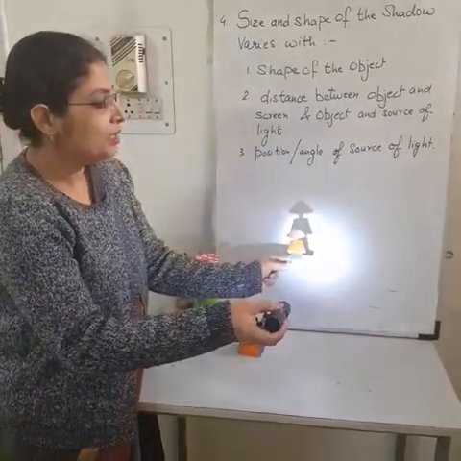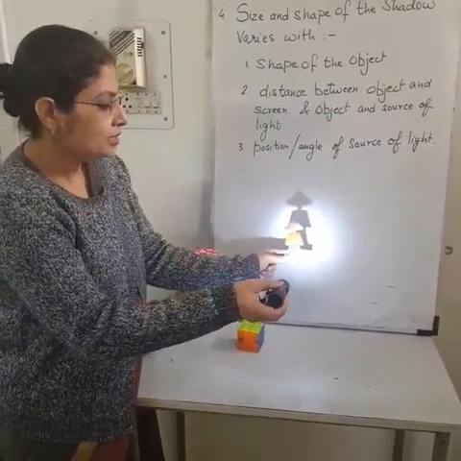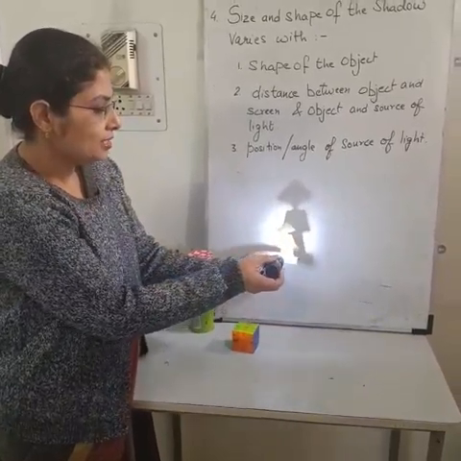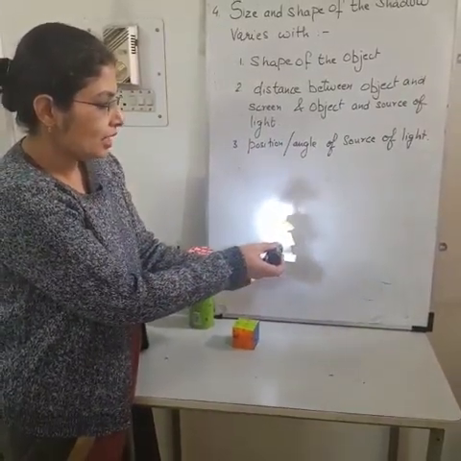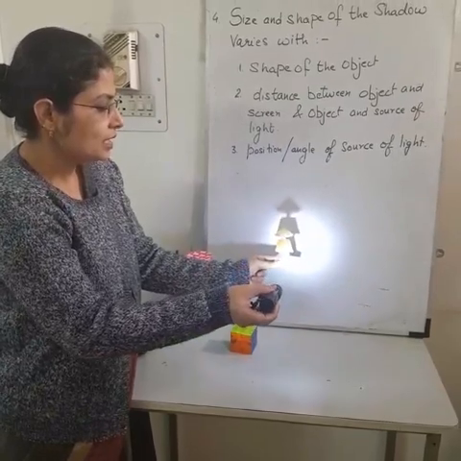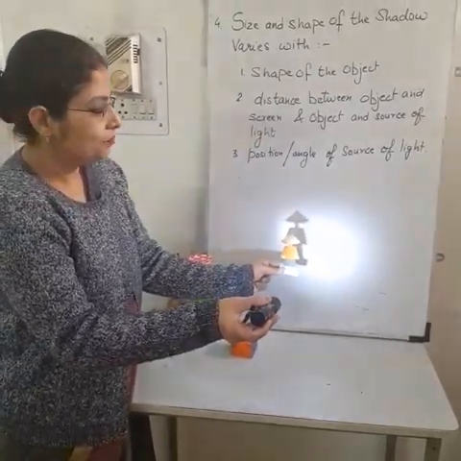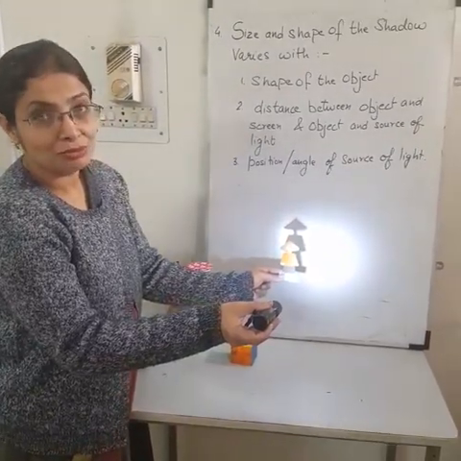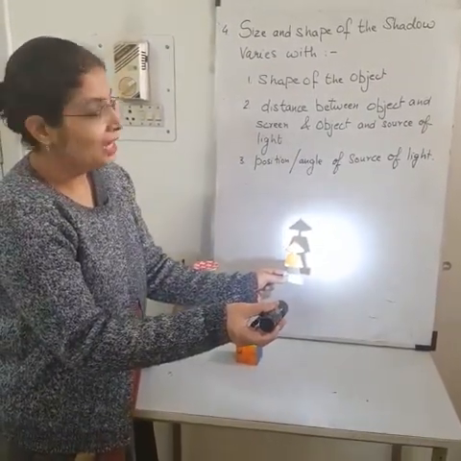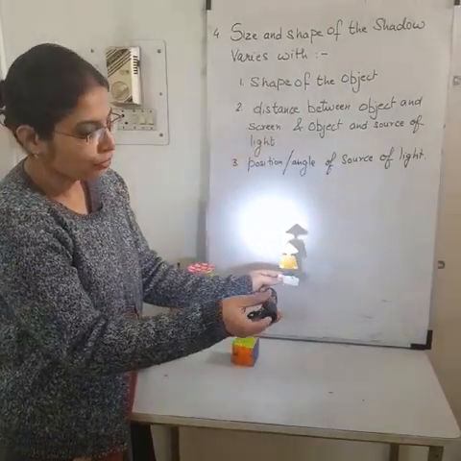Again, I am going to repeat. I am going to decrease the distance. Size of the shadow increases. I am going to increase the distance. Size of the shadow decreases. I hope this is clear to you. You can perform this activity at home and see the results for yourself.